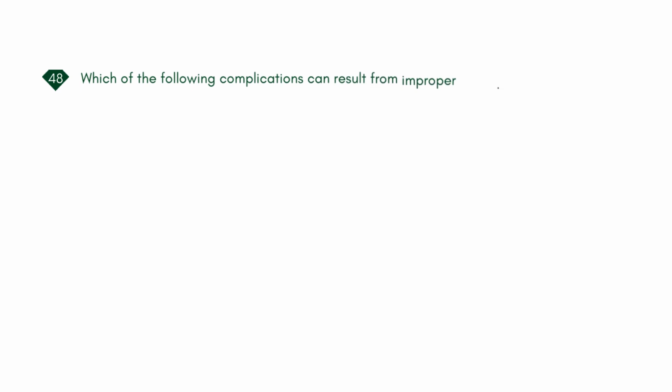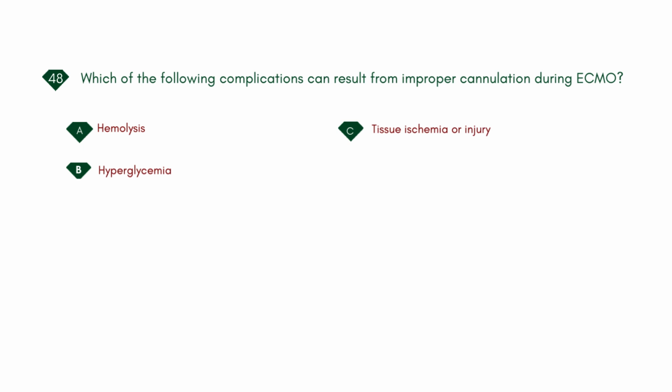Which of the following complications can result from improper cannulation during ECMO? A. Hemolysis. B. Hyperglycemia. C. Tissue ischemia or injury. D. Hypertension. Answer: C. Tissue ischemia or injury.